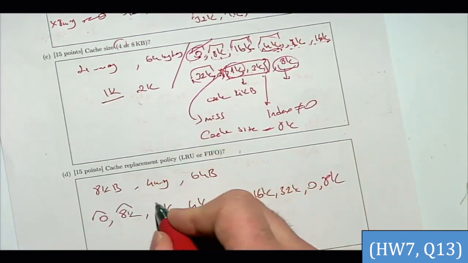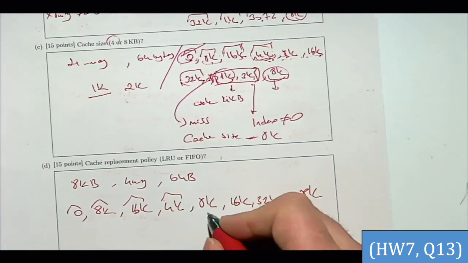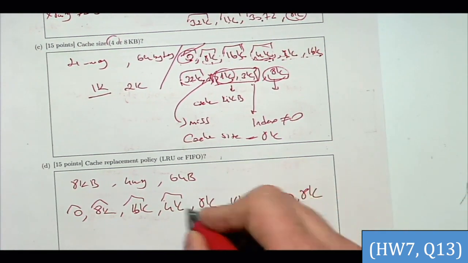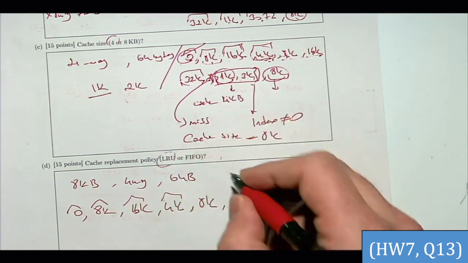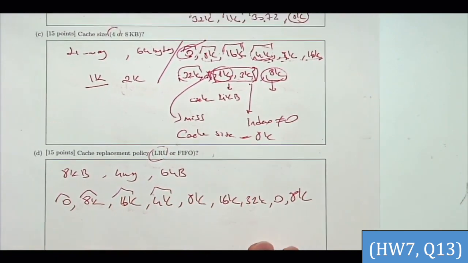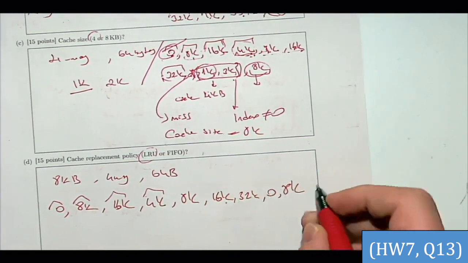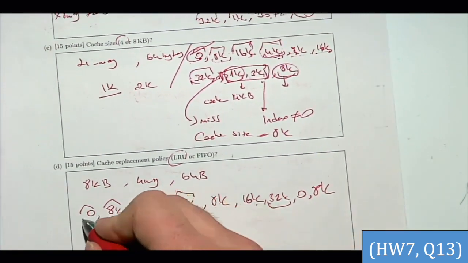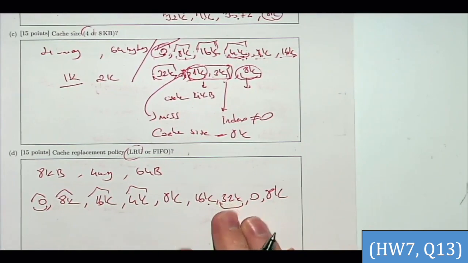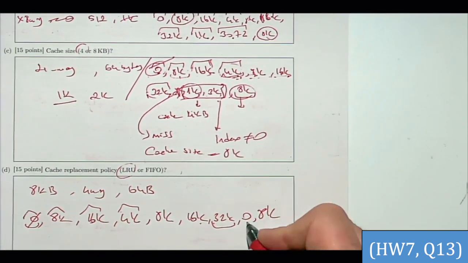So those are all in the cache. And yeah, this is 8K, this is in the cache. But if it is LRU, then this is the one that is recently used. So 8K in the cache, 16K in the cache. 32 is not in the cache. So basically, I'm going to replace 0 for the reason that I just discussed in the previous question. So 0 will be replaced, 32 in the cache.